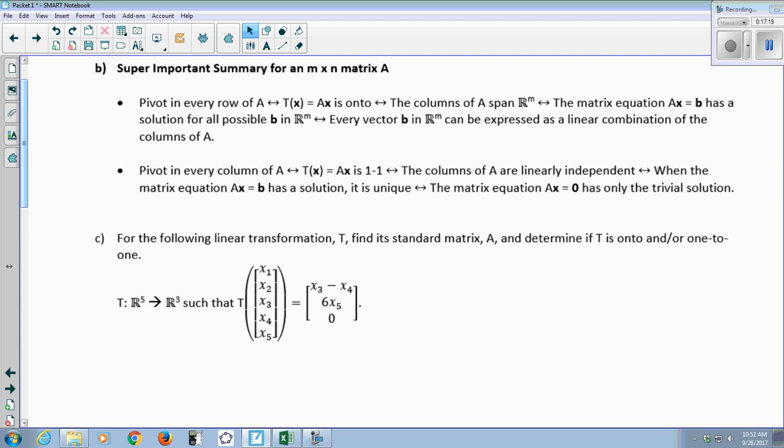There are also lots of questions you can answer by checking if there's a pivot in every column. If there's a pivot in every column, then your transformation is 1-to-1. You also know that the columns of the matrix are linearly independent. And we know that when the matrix equation Ax equals b has a solution, it is unique. And we know that the matrix equation Ax equals 0 has only the trivial solution. That was the definition of linearly independent. So keep that highlighted, put it on your note card. You're going to use that to answer a lot of different kinds of questions.